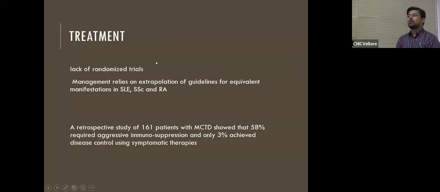Coming to treatment, there is not much data as such. The data is actually coming from the different diseases from where the clinical features are, and there is a lack of randomized trials because the patient numbers are not enough to do a randomized controlled trial. So management relies on extrapolation of data from other diseases. But one thing is for sure, a lot of patients will need immunosuppressants, and it's not just steroids with which you can manage these patients. 58% of the patients required aggressive immunosuppression, while only 3% achieved disease control using NSAIDs or a short course of steroids.